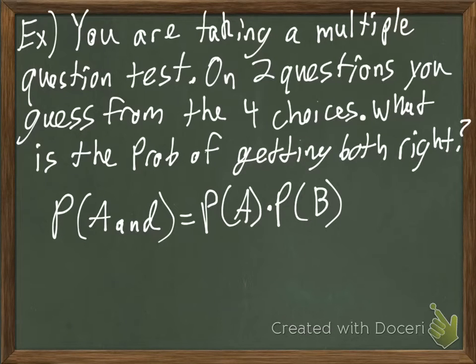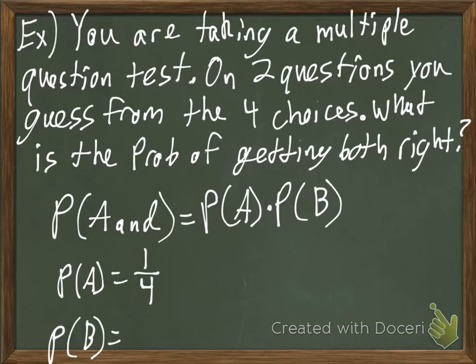So the probability of A. There's 4 choices, so that's going to go on the bottom. There's 4 choices. One of them is right. So that's the one that we want to see if we can correctly guess. And then we do the probability of B, which is the same thing, 1 out of 4. So if we guess, there's a 1 out of 4 chance that we're going to get that right.